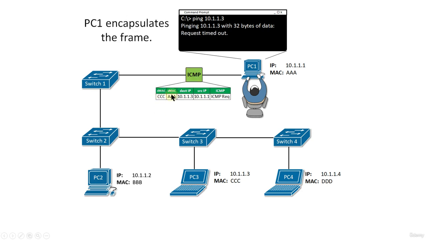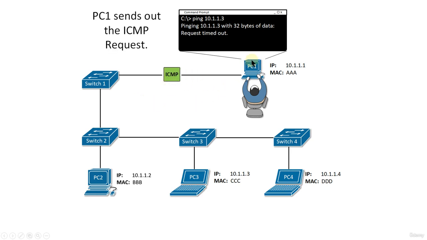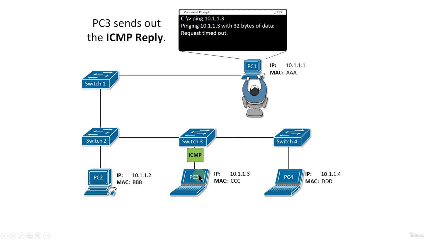and now it is going to populate the destination MAC. So now it has all the information. Now it is going to send the ICMP packet, and you can see only PC3 is going to receive it and reply back.